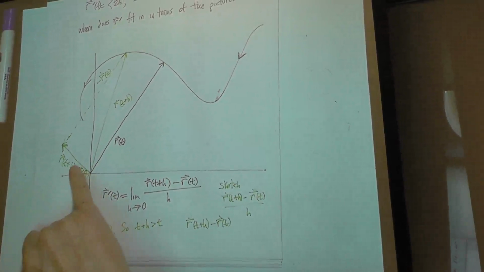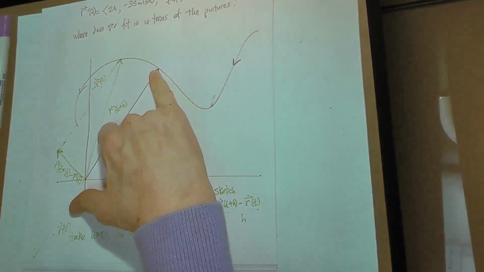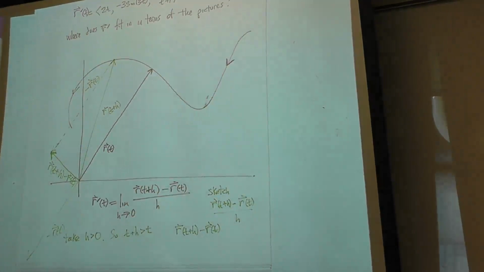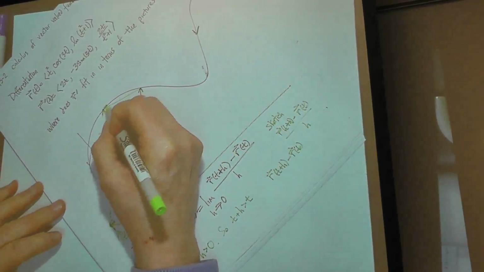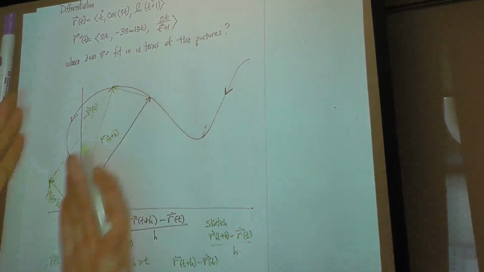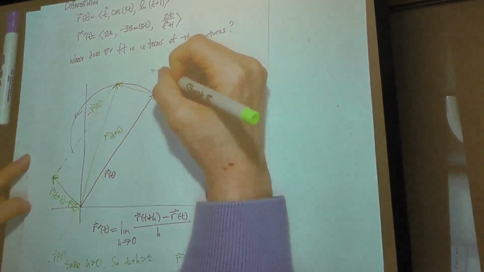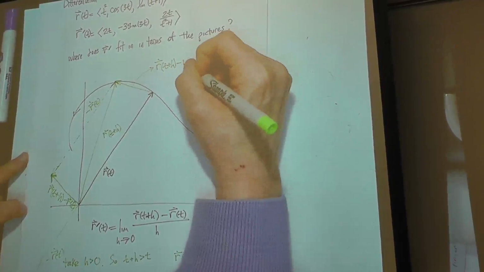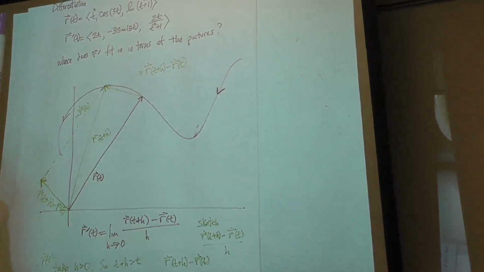Except I really don't want it down here. I would really like it up here. So let me lift that vector up and observe that they're not quite parallel because I'm off in lengths and stuff, but this guy right here, this is my R of t plus h minus R of t.